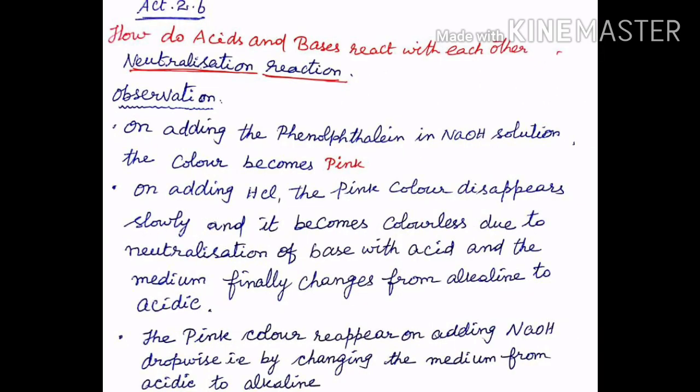Observation. On adding the phenolphthalein in NaOH solution, the color becomes pink. And on adding HCl, the pink color disappears slowly and it becomes colorless due to neutralization of base with acid, and the medium finally changes from alkaline to acidic. The pink color reappears on adding NaOH dropwise, that is, by changing the medium from acidic to alkaline.